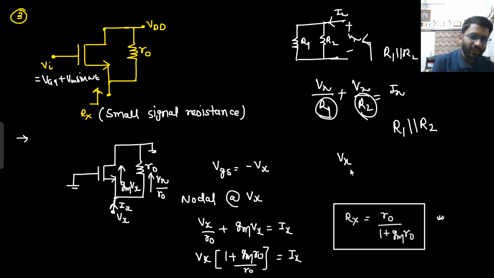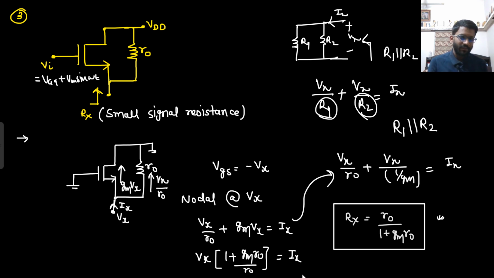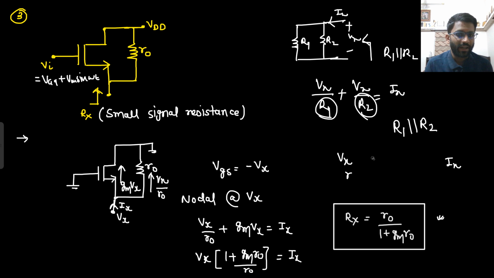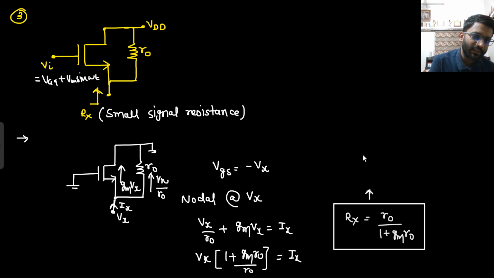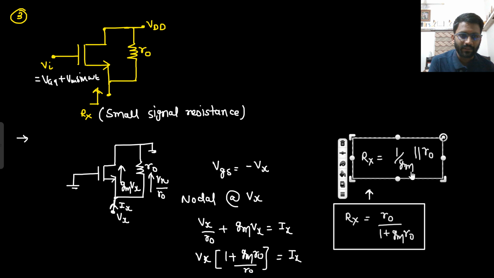If I am writing Vx by R0 plus Vx by 1 upon Gm is equal to Ix, isn't it the same? So what will be my resistance? R0 parallel with 1 by Gm. Say yes or no. Right? So you can call this resistance R0 parallel 1 by Gm. So the other way to write the answer, Rx, would be 1 by Gm parallel R0. That's it. This is the answer.